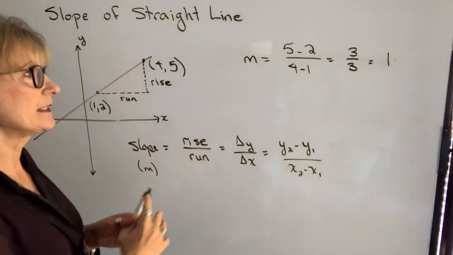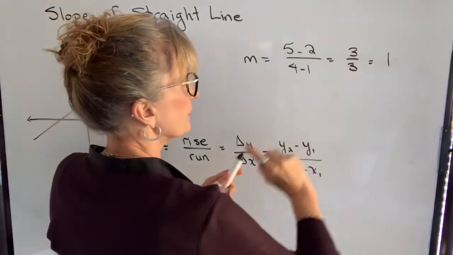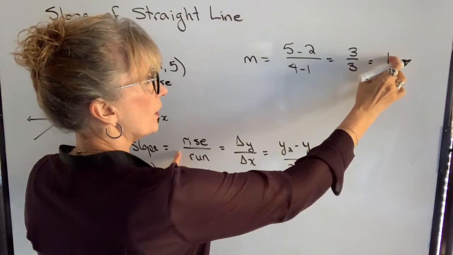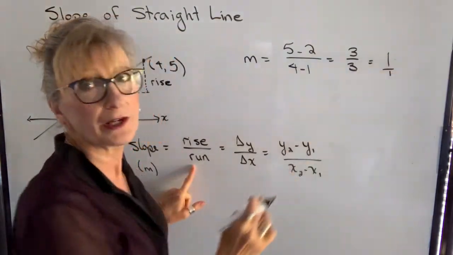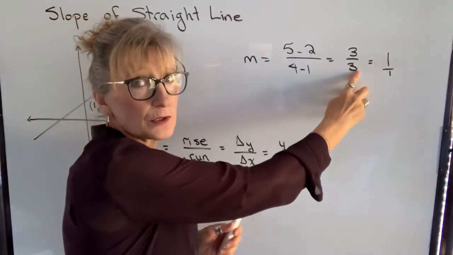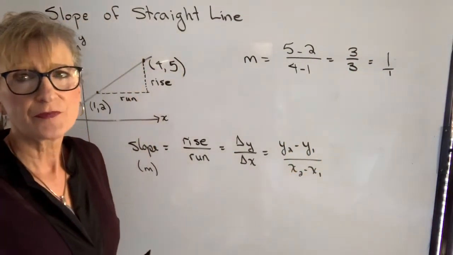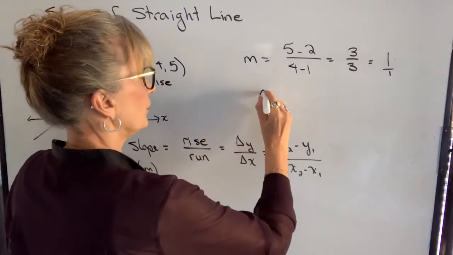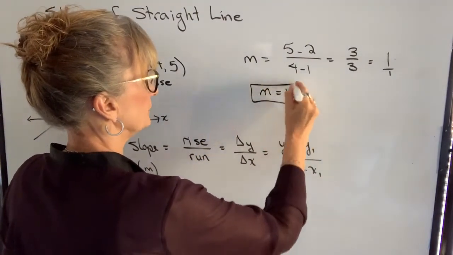So what that's saying is that if I thought of that as a fraction, for every rise of 1 unit, there will be a corresponding run of 1 unit. Or for every rise of 3 units, there will be a corresponding run of 3 units. So understand what slope means and know how to find it. We can just simplify that.